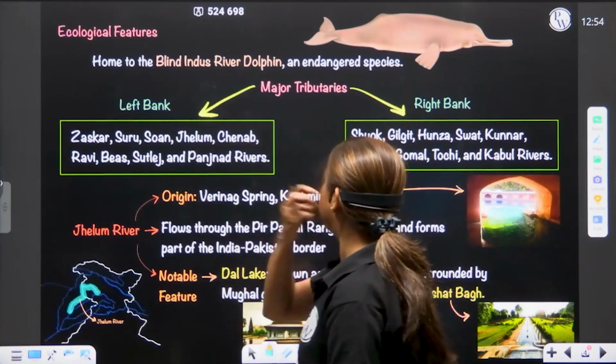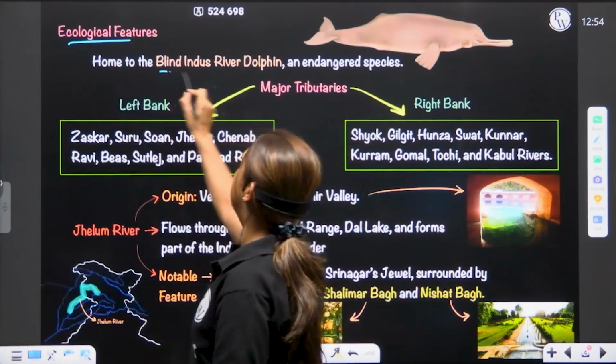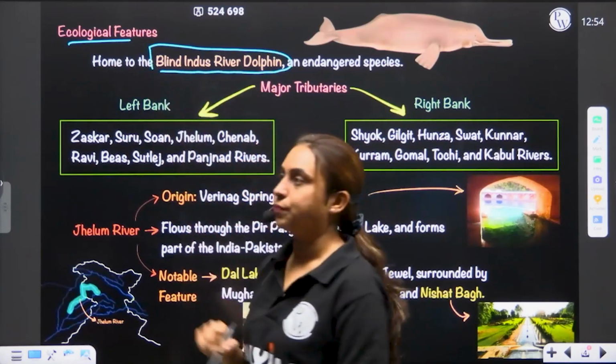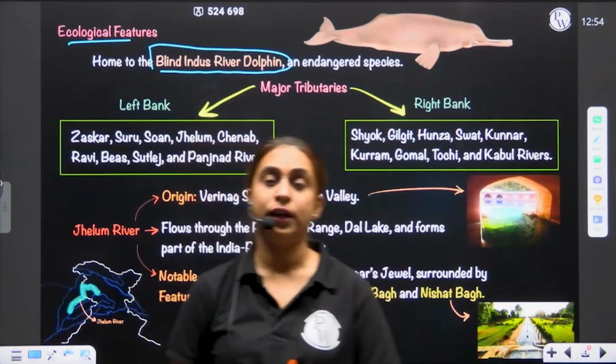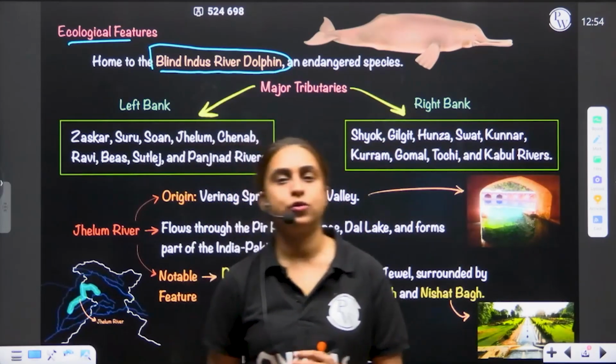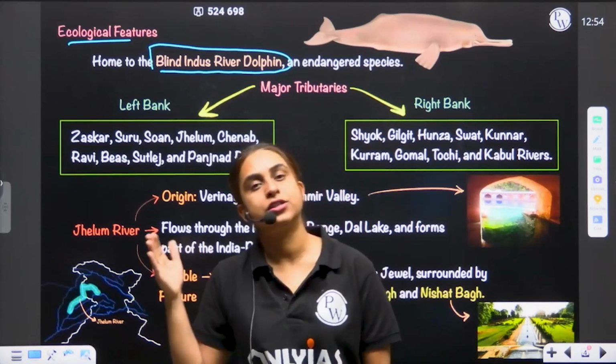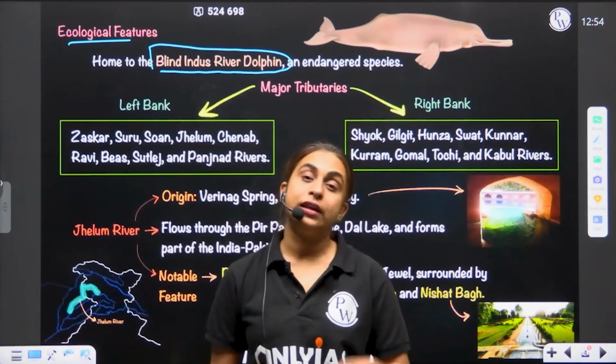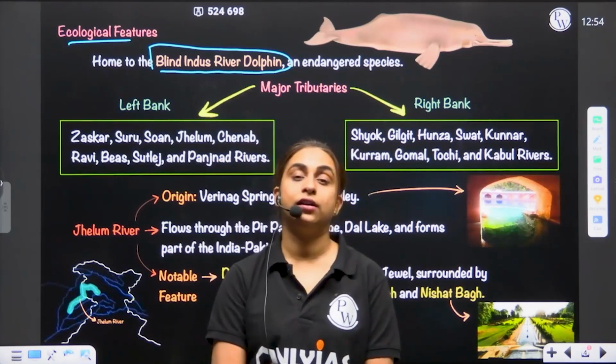The various ecological features that you can see: Indus has a blind Indus River dolphin. You will see that it has a dolphin, and the dolphin is blind. Now, why is the dolphin blind? It is not just with respect to the Indus River. The blind Indus River dolphin is there, but even in other rivers, you will see that the dolphins are blind.